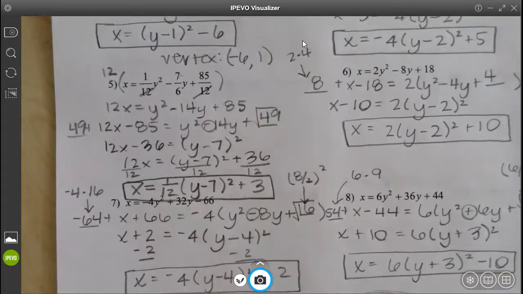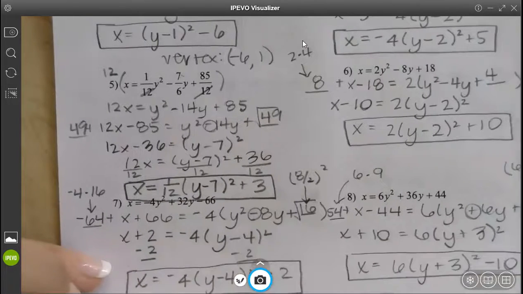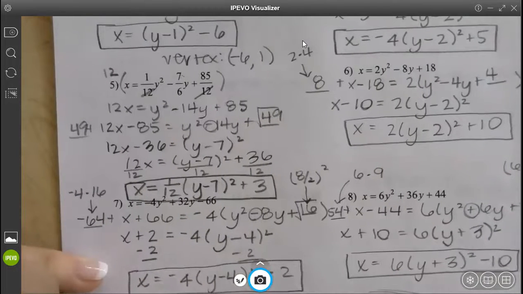Okay. Any questions on this page? Is everybody good? I think that's it, but I'm not sure. I'm going to check and make sure.